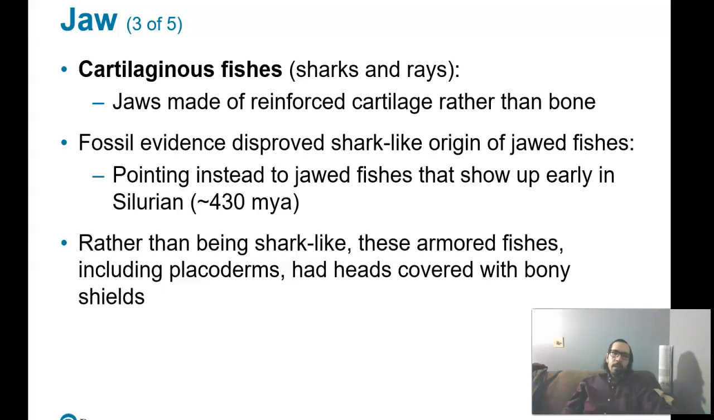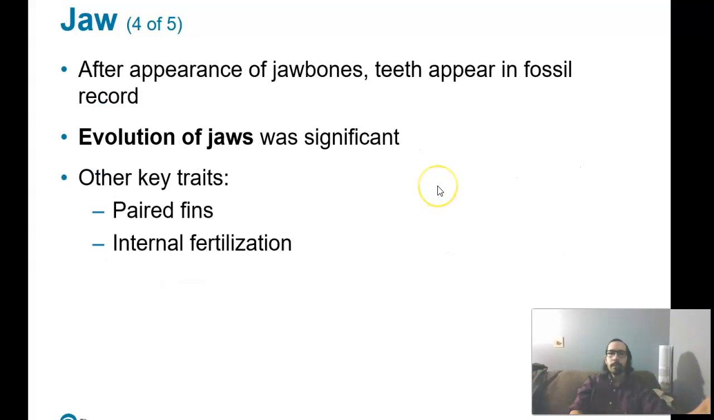But instead, the jawed fishes that showed up early in the Silurian were these armored fishes that included the placoderms. These are fishes that had heads covered with bony plates or bony shields. After the appearance of the jaw bones, you also saw that teeth appeared in the fossil record.